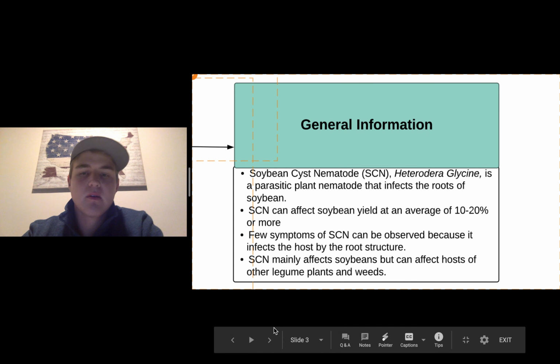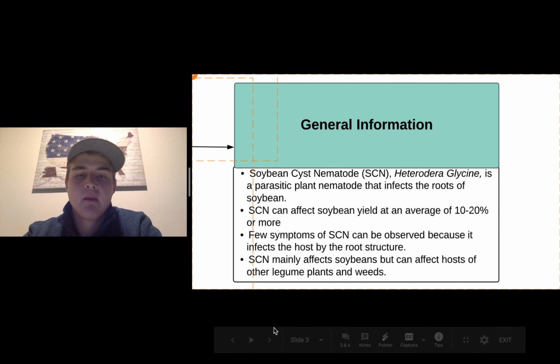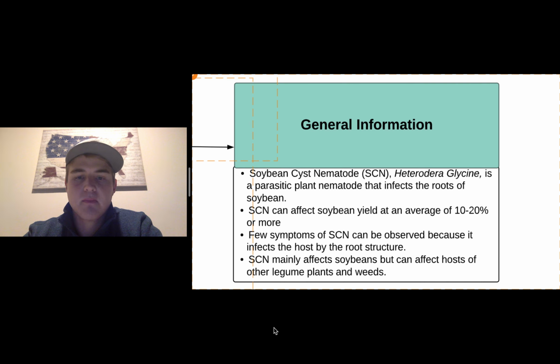Some general information about the soybean cyst nematode: it is a parasitic plant nematode that infects the root of the soybean. On average, it will impact yields by 10 to 20 percent or even more. In my case, I believe the yield losses were more dramatic, 30 to 50%, and that was generally because of the stunting that occurred with the nematode itself.